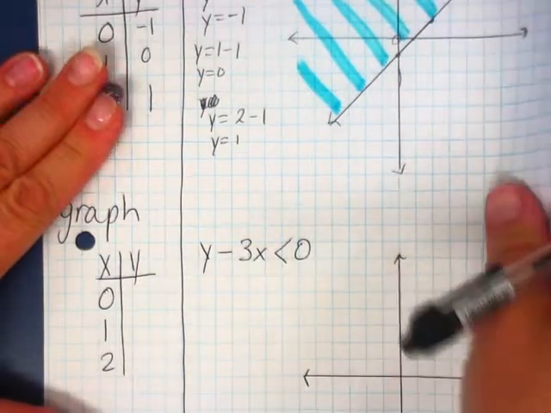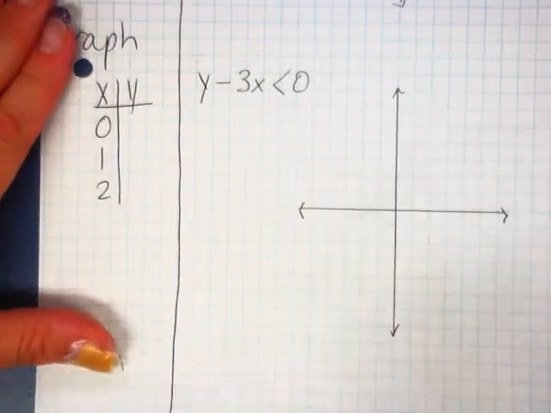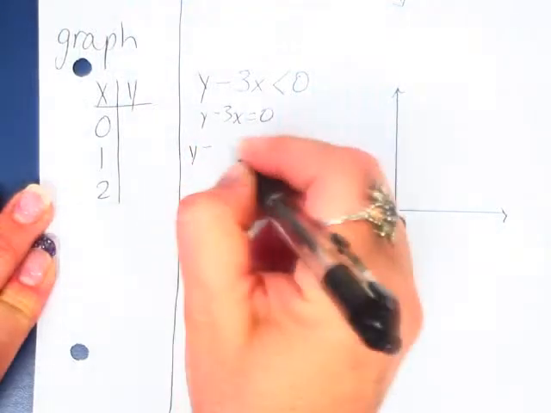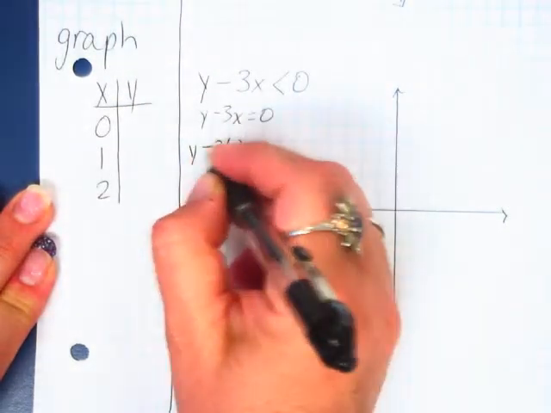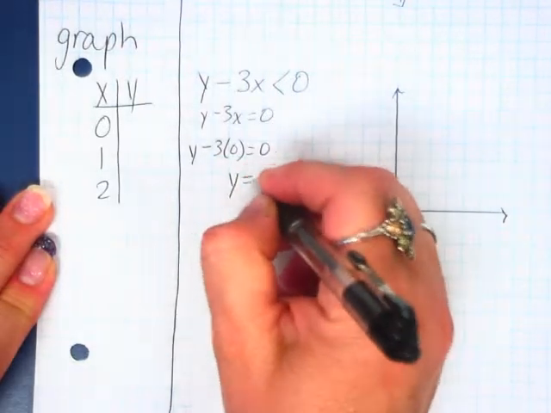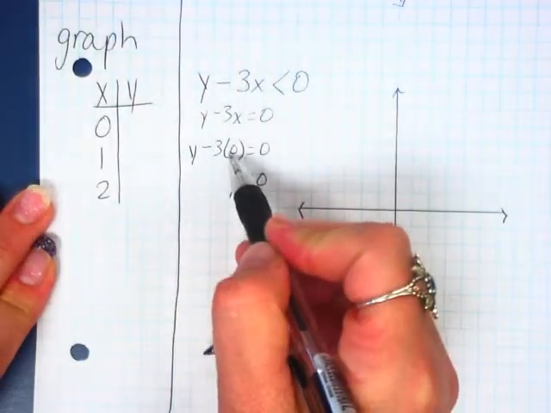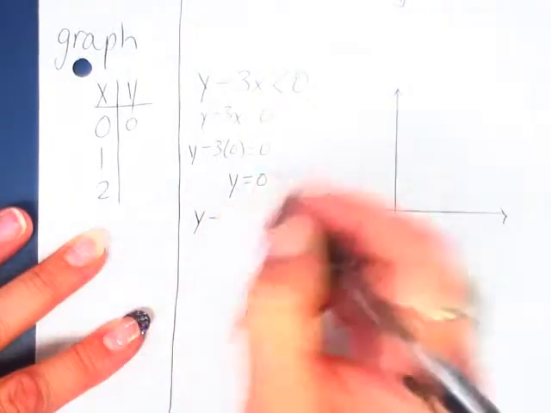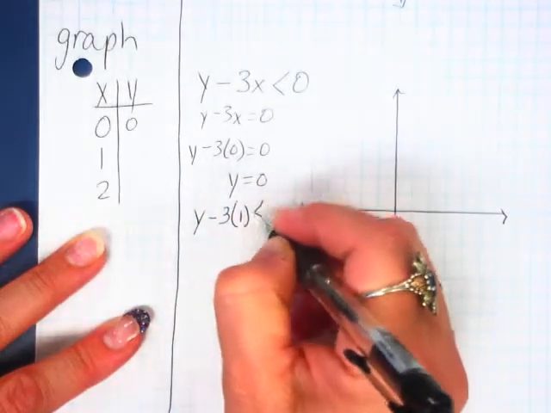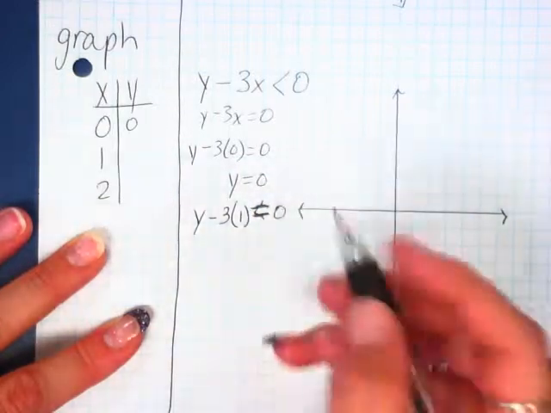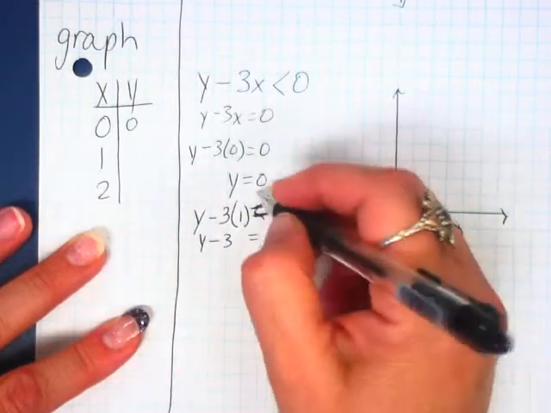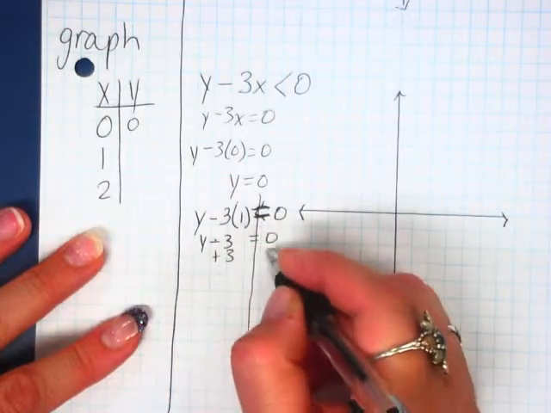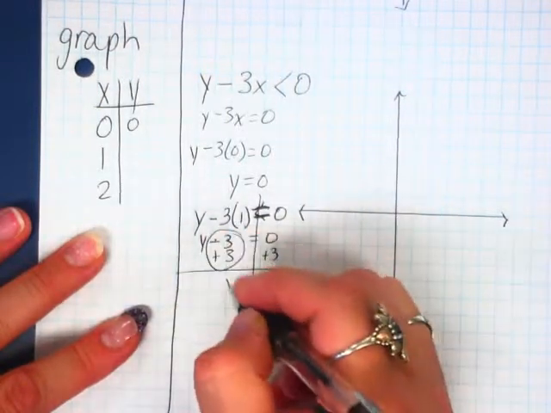The next one we're doing is y minus 3x is less than 0. So again, we're going to treat it like an equal sign, and we're going to plug in our points. So y minus 3 times 0 equals 0. y minus 0, so y equals 0. So if the x is 0, the y is 0. So now we come back into here and we go, what happens if the x is 1? Excuse me, that should be an equal sign. There we go. So y minus 3 equals 0. Again, we have our opposite operations. We're going to say minus 3, the opposite is adding 3 to both sides. This equals 0, and I'm left with y equals 3.